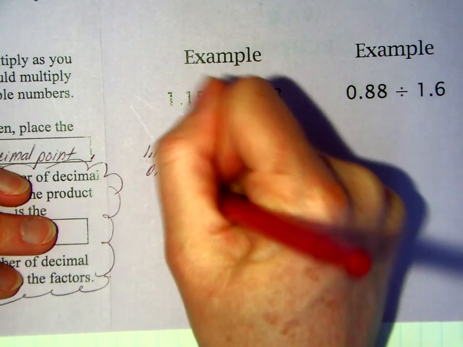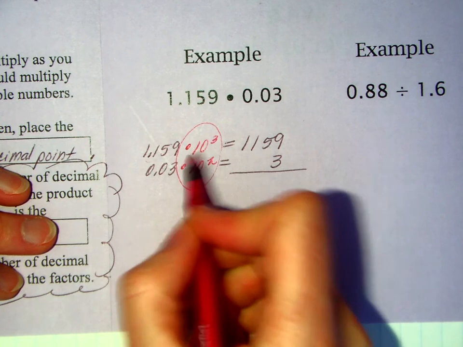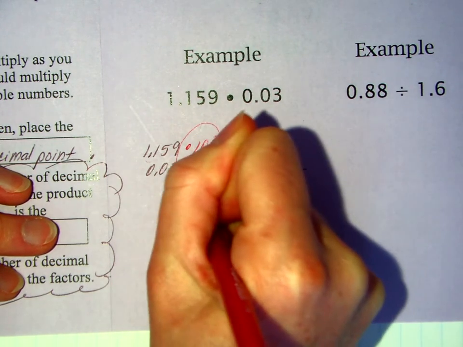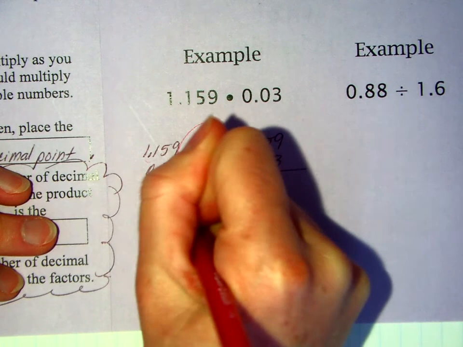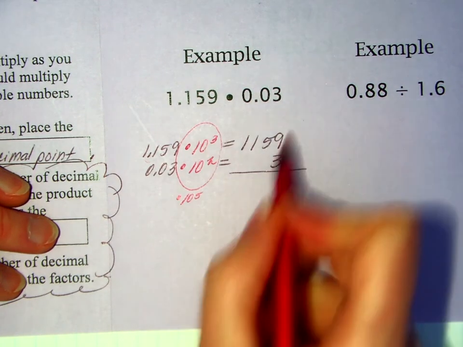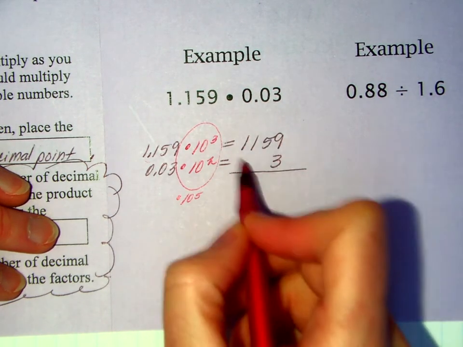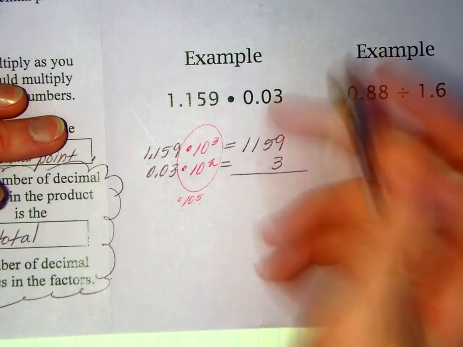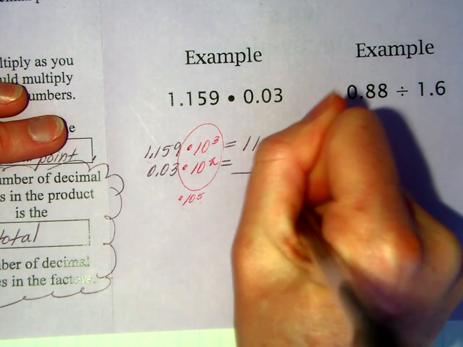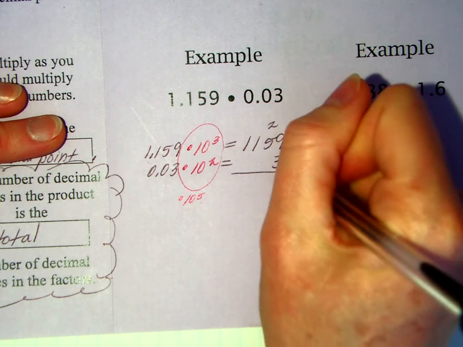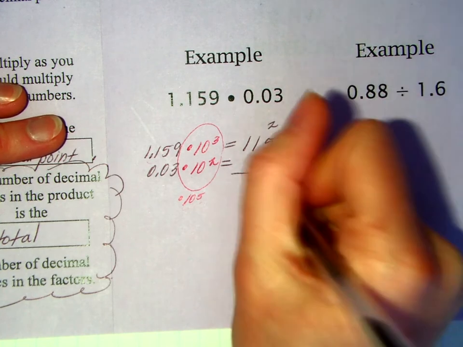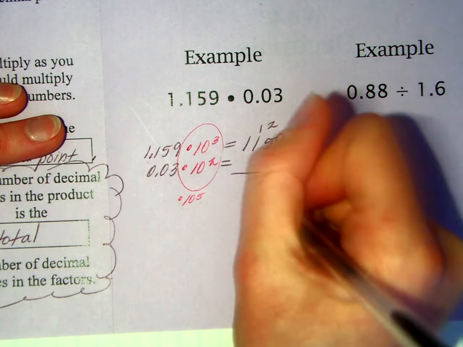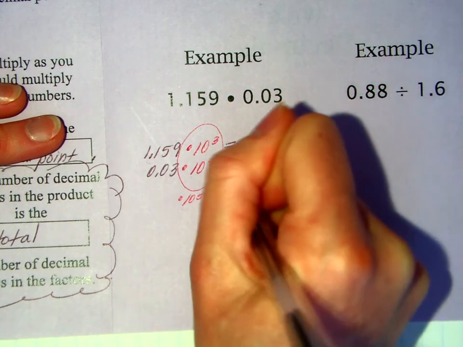Right now I have multiplied by 10 to the third power and 10 to the second power. In total, I've multiplied by 10 to the fifth power. So after I multiply these factors, I'm going to have to undo this situation. 3 times 9 is 27. Put down the 7, carry the 2. 3 times 5 is 15, plus 2 is 17. 3 times 1 is 3, plus 1 is 4. 3 times 1 is 3.